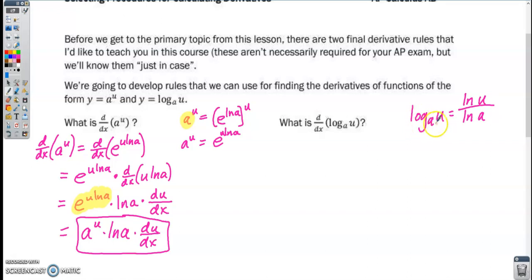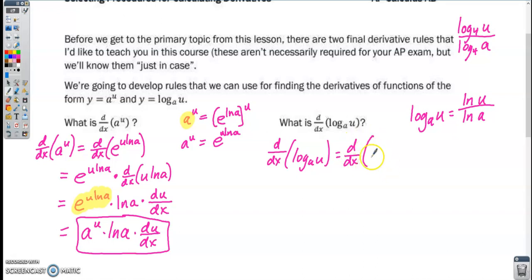So I literally could have changed it to any base. I could have made it base 4 log of u over base 4 log of a. That wouldn't be terribly helpful for us here because we're trying to develop a rule for the base a logarithm of u, and these are still logarithms of that form. But the one logarithm that I already know how to take the derivative of is the natural logarithm, and that's why I use the change of base theorem to change it to that. And so then when I go to find the derivative of the base a logarithm of u, I'm going to rewrite the base a logarithm of u as the natural logarithm of u over the natural logarithm of a.